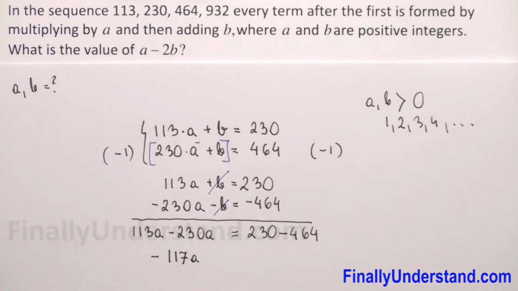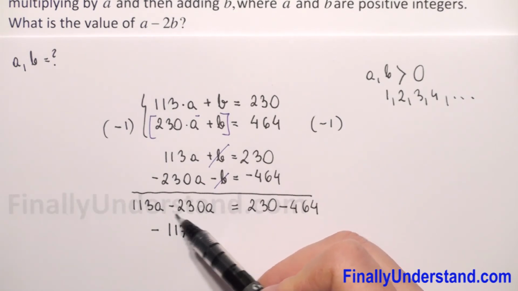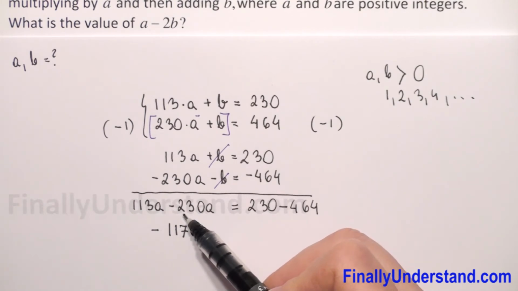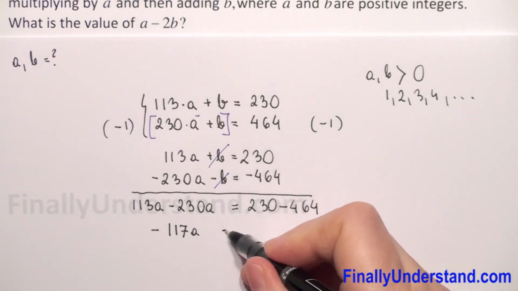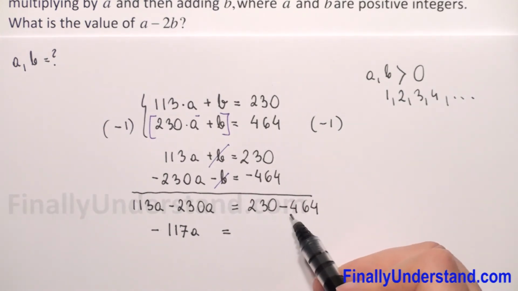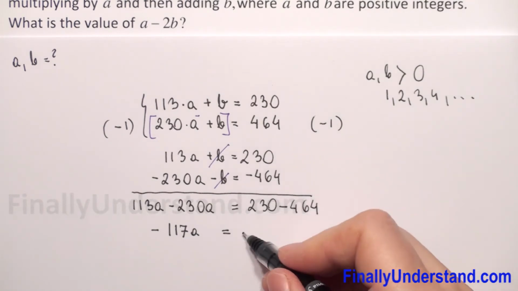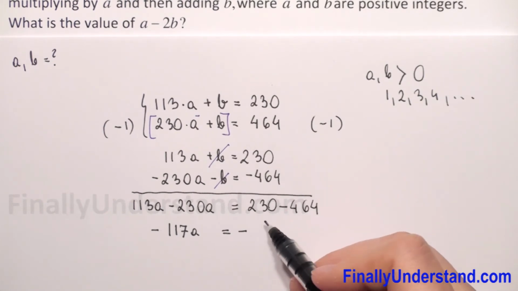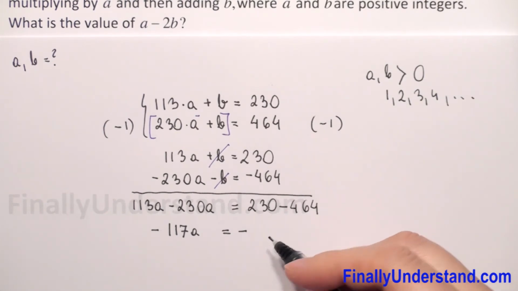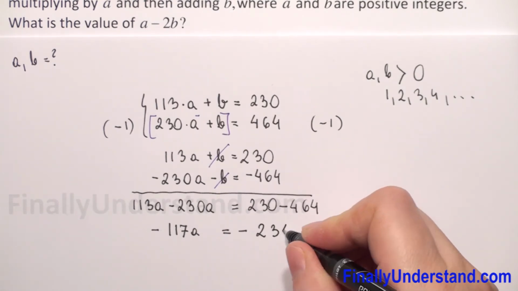How do we do this? When we have one positive and one negative number, the sign will be the sign of the number which is greater. 230 is greater, so we have a negative sign. And now we just subtract 230 minus 113, and we copy a always. So this is equal to, and we have 230 minus 464. Again, the larger number is negative, so we copy the negative sign. And now 464 minus 230 is 234.